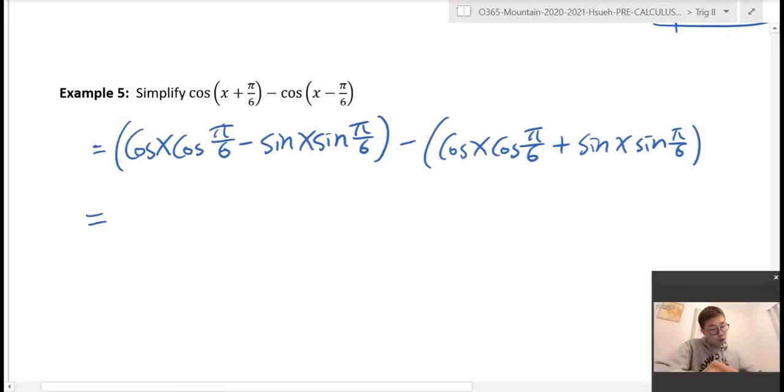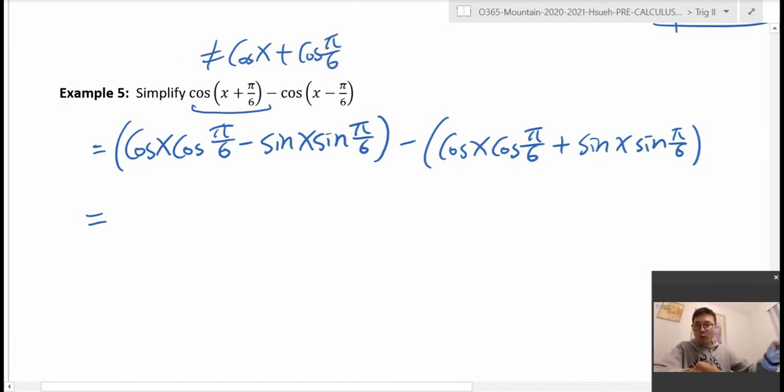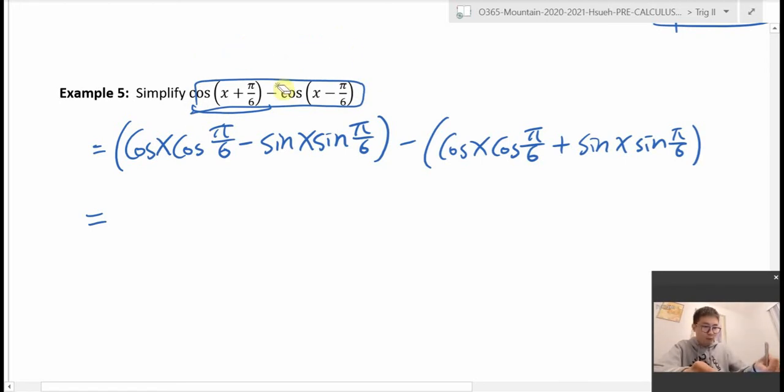Okay, so at least you should get to this step. Again, be really, really careful. This is not the same as cosine x plus cosine pi over 6. You can't do that. That's a very, very common mistake. I'm just surprised to see that. These two are simply the sum and difference identities, which you can find on the identity sheet. So don't distribute, because you're not distributing here. With cosine of that, you are not multiplying. You are taking cosine of an angle. Anyways, back to the question here.